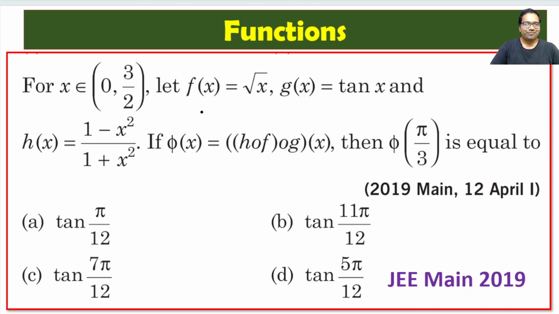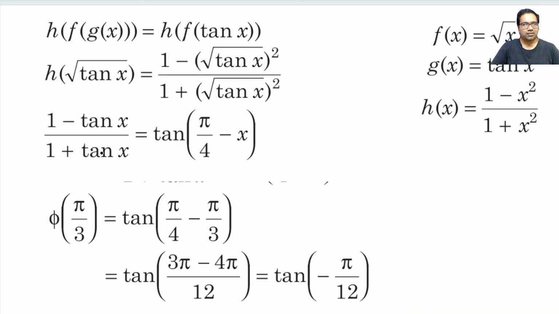Okay. Now what is h of f of g of x? We know f of x, we know g of x, we know h of x. Let's substitute this x in these three functions. G of x is tan x. F of g of x, that is root of tan x. And h of f of g of x, that is (1 minus root of tan x) whole square by (1 plus root of tan x) whole square. That is a function.